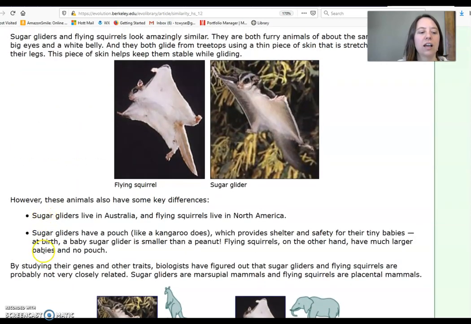However, sugar gliders are marsupial animals, and we know marsupials have the pouches, and flying squirrels are placental mammals, so they are not marsupials. They're like all the other mammals that are not marsupials. So this sugar glider is more closely related to a kangaroo than this flying squirrel.